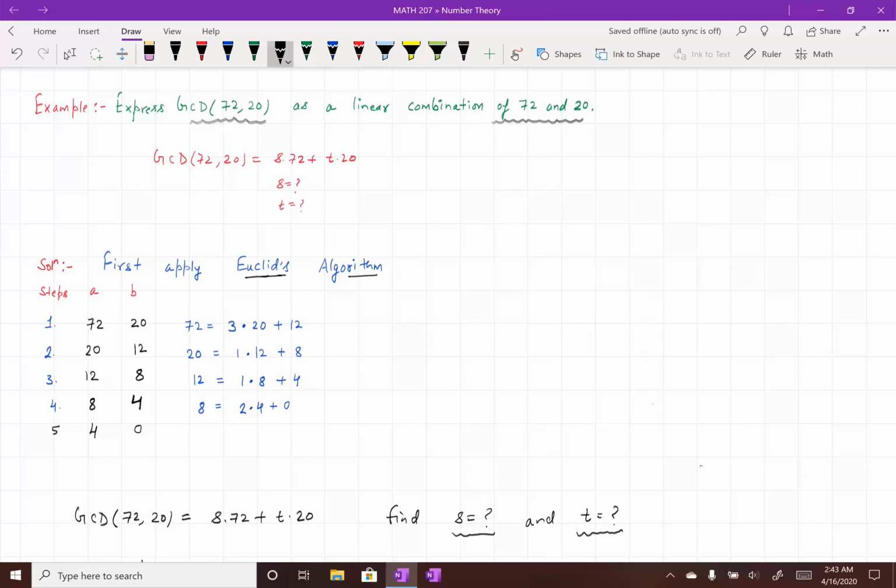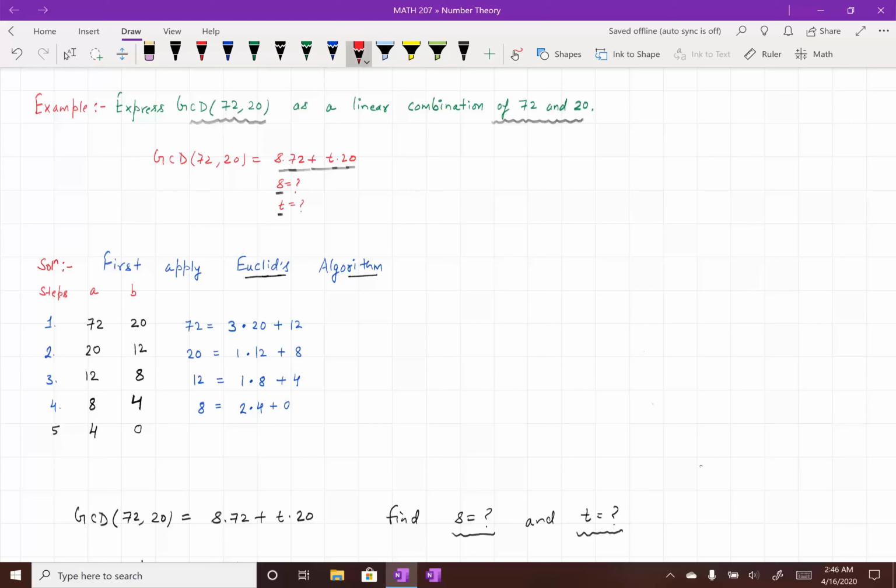So the problem is, can you represent the GCD of 72 and 20 in terms of some linear combination of 72 and 20? That means, can it be written as s times 72 plus t times 20? Can you find those two coefficients s and t, for which the GCD of 72 and 20 is equal to s times 72 plus t times 20? The first step of the extended Euclidean algorithm is to find the GCD of those two positive integers. That means we're going to apply the Euclidean algorithm here.